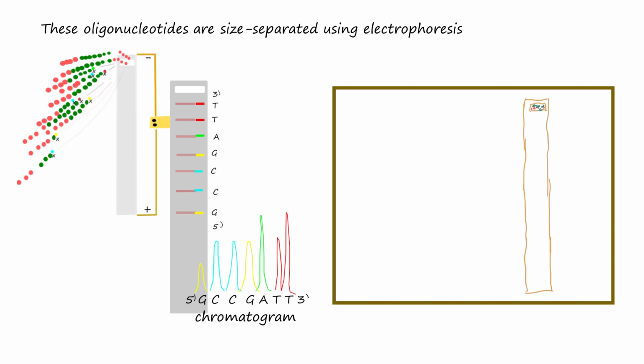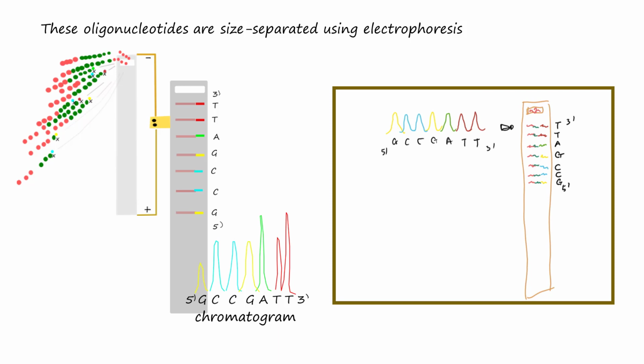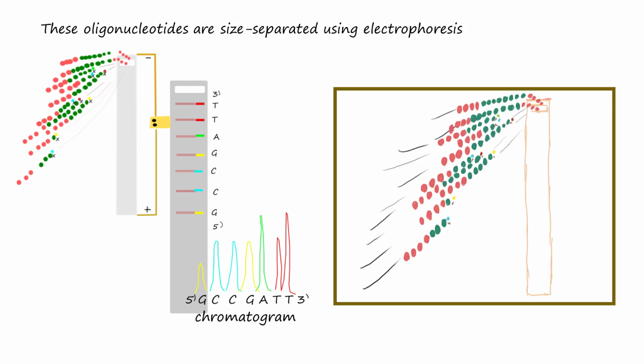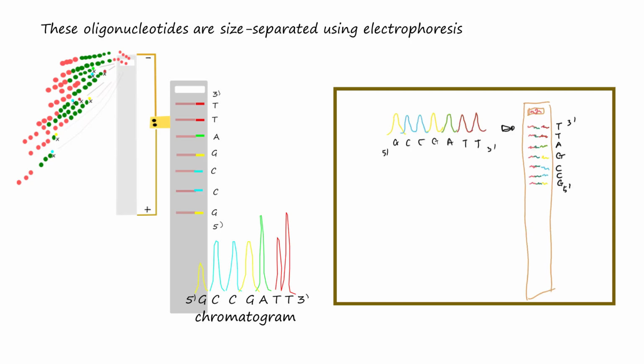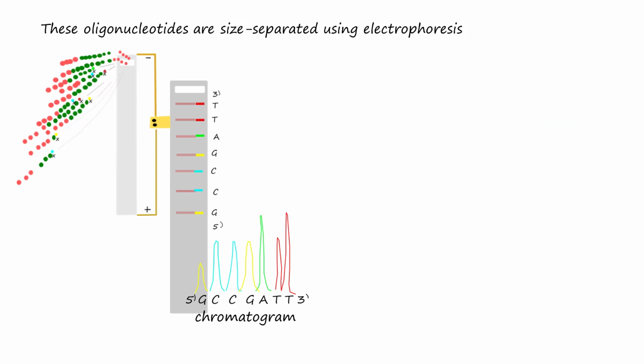These oligonucleotides are size-separated using electrophoresis. As smaller fragments travel faster, the nucleotide nearest the primer is first detected, followed by the detection of the terminal nucleotides of fragments of increasing size by the nucleotide's characteristic fluorescence. The data recorded by the detector consists of a series of peaks in fluorescent intensity called a chromatogram, from which the DNA sequence is read.